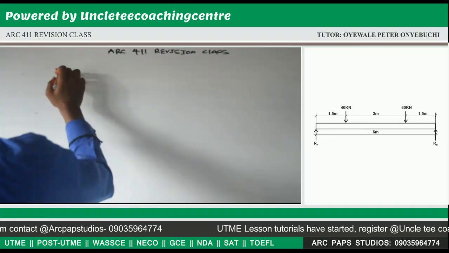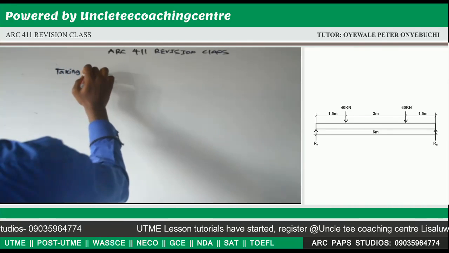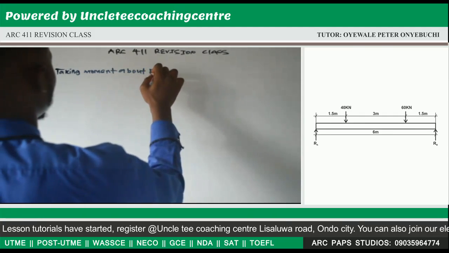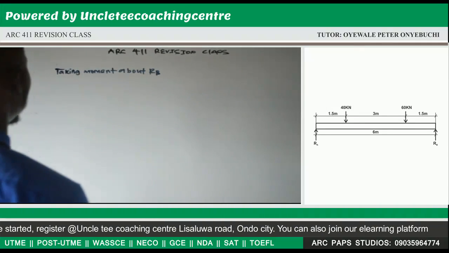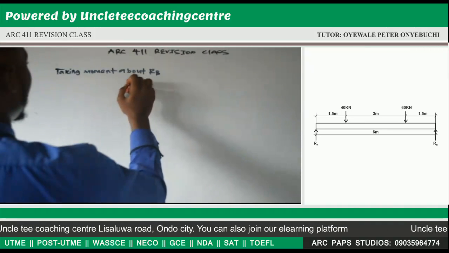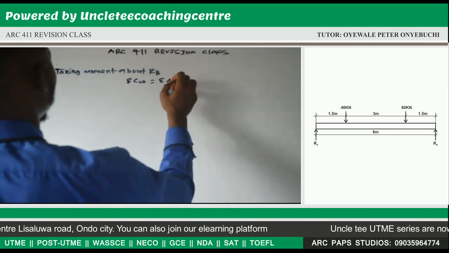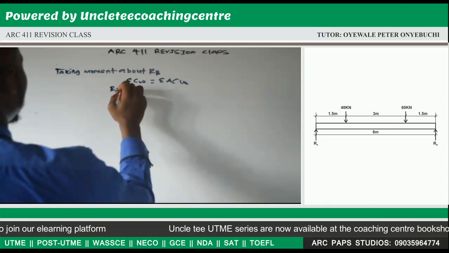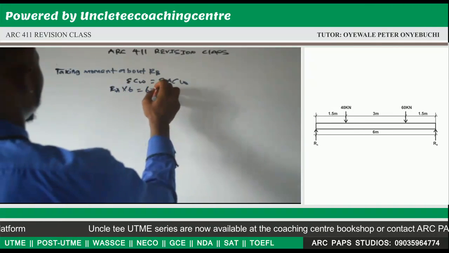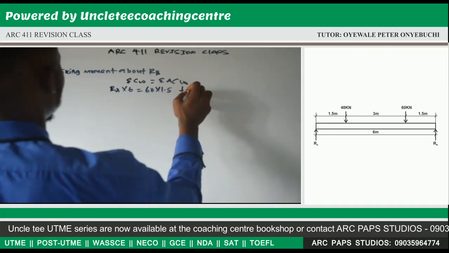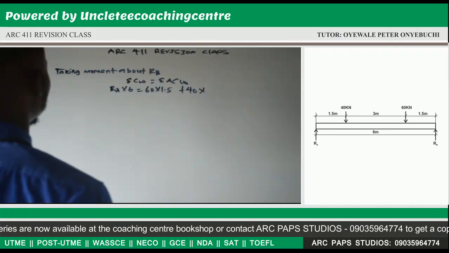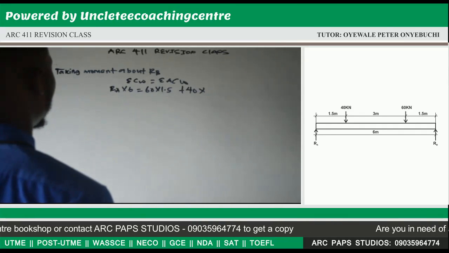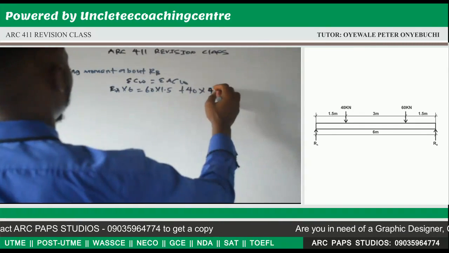Now, taking moment about RB, look at your diagram. Summation clockwise is equal to summation anti-clockwise. Now, our clockwise will give us RA times 6, which will give us 60 times 1.5 plus 40 times... Look at the diagram. What is the distance of 40 from RB? That is 3 plus 1.5, which gives us 4.5.